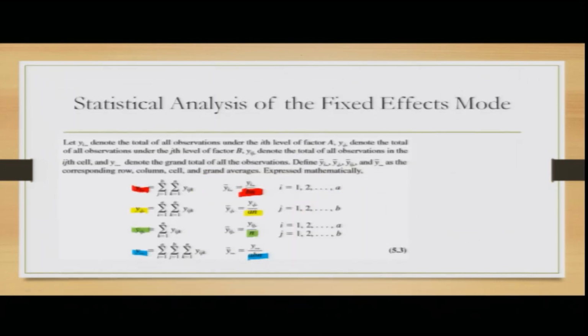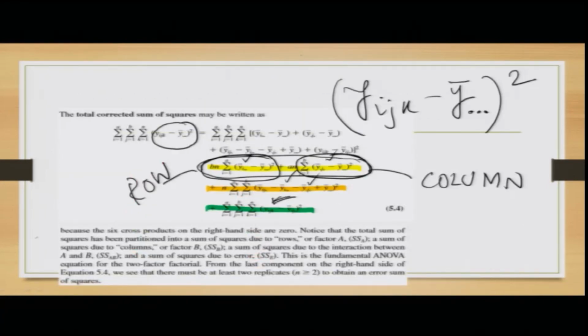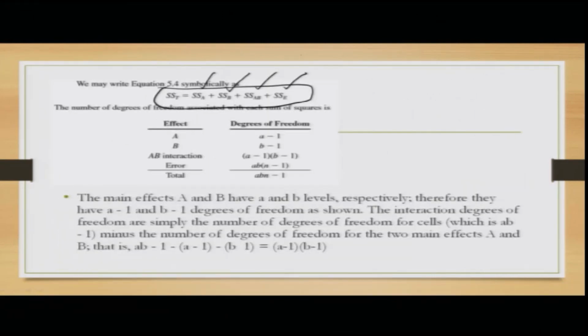So, the main effects of A and B have a and b levels respectively, therefore they have a minus 1 and b minus 1 degrees of freedom. The interaction degrees of freedom are simply the number of degrees of freedom for the cells, which would be a minus 1 into b minus 1, and the degrees of freedom for the errors in this example would be a, b, and in the bracket n minus 1. As I said, for 3 factors and 4 factors it can be done accordingly.